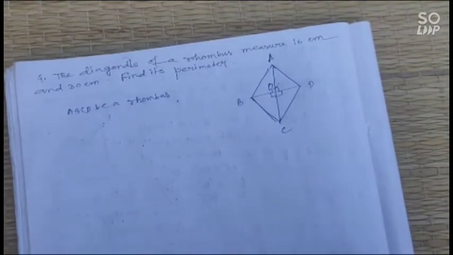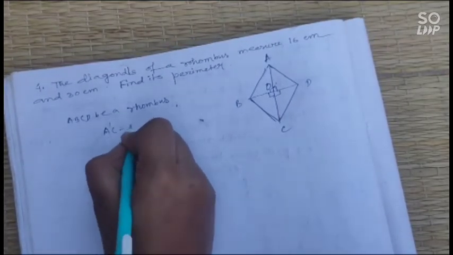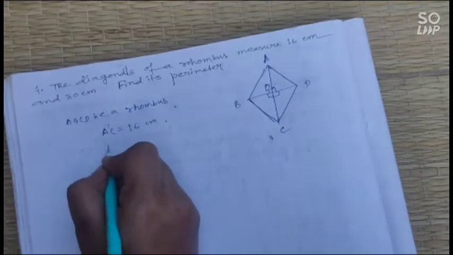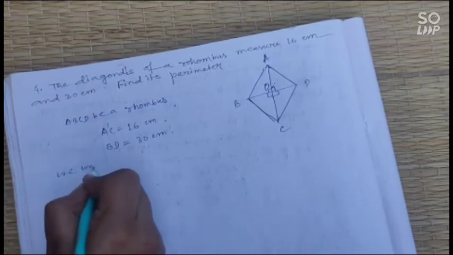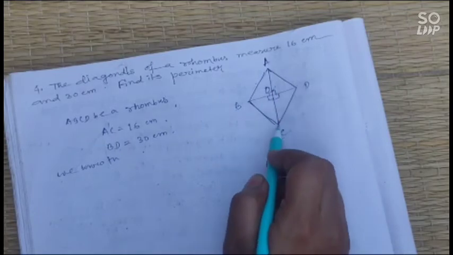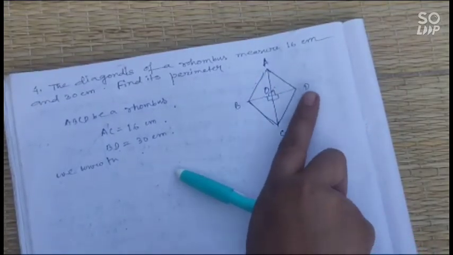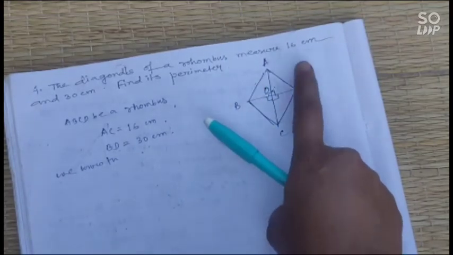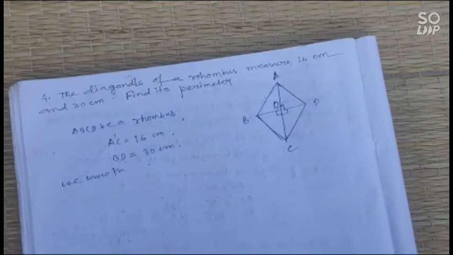In the question, the length of the diagonal is given. AC equal to 16 cm, BD equal to 30 cm. We know that you have to find the length of any one of these, AB or AD or BC or CD. If you can get any one of the values, you know that AB equal to BC equal to CD equal to AD. Every side has the same value. So if you can get any one of these, you can get the perimeter.